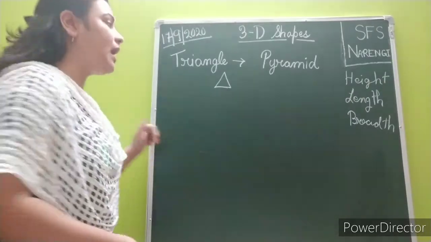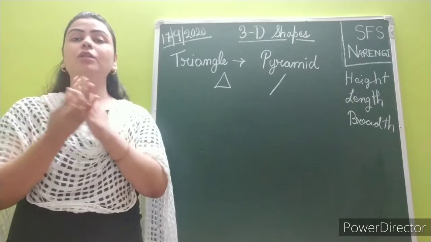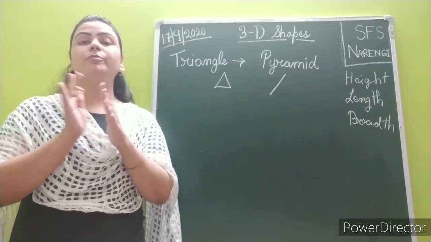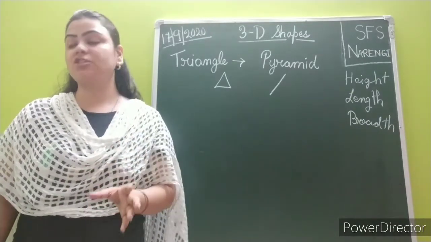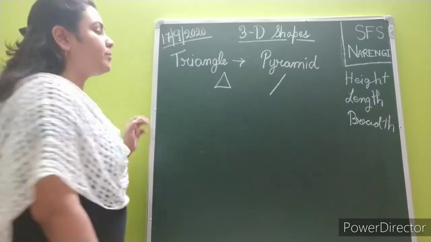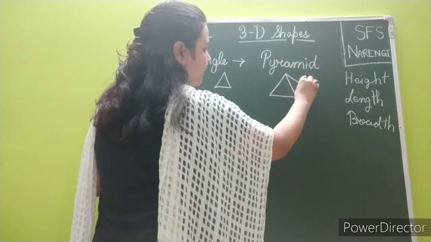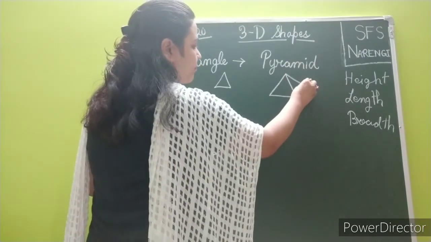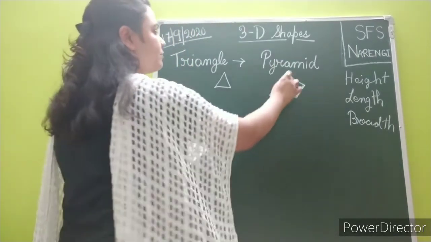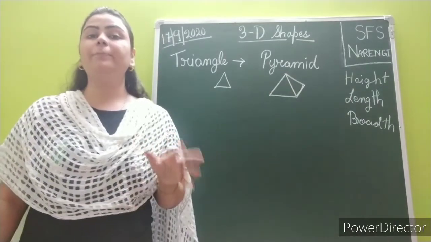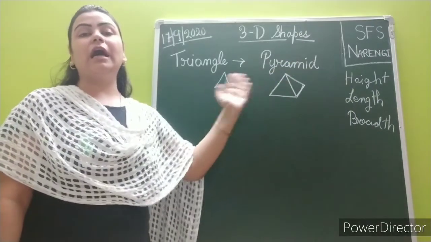So, pyramid. And how does the pyramid look? If we join 3 triangles from 3 sides, then the way the shape will look, that is the shape of the pyramid. Okay, this is generally how a pyramid looks. I'm sure you all can see. This is one side, this is one side, and then we have the other side. Alright.